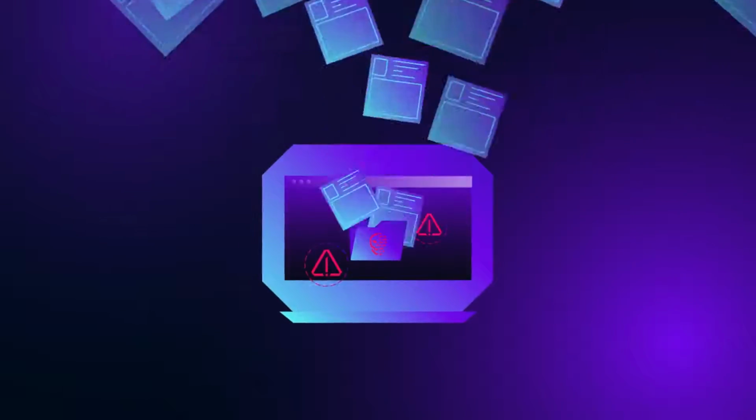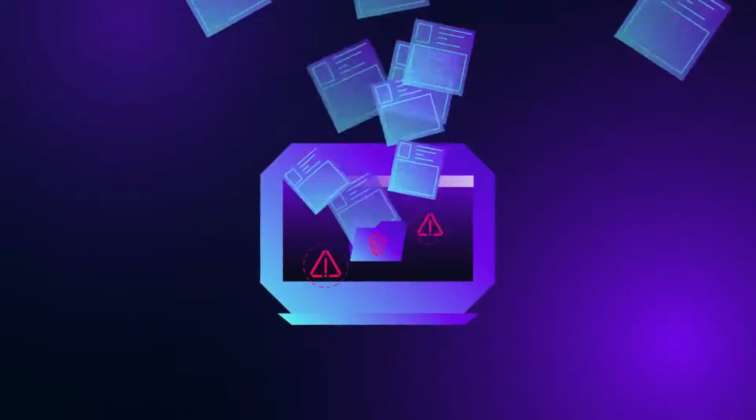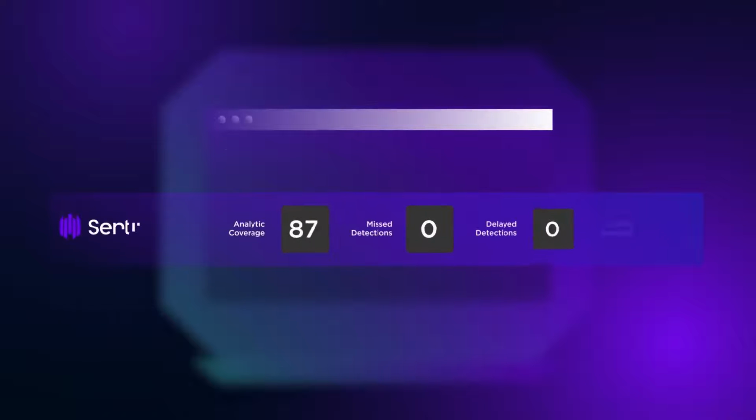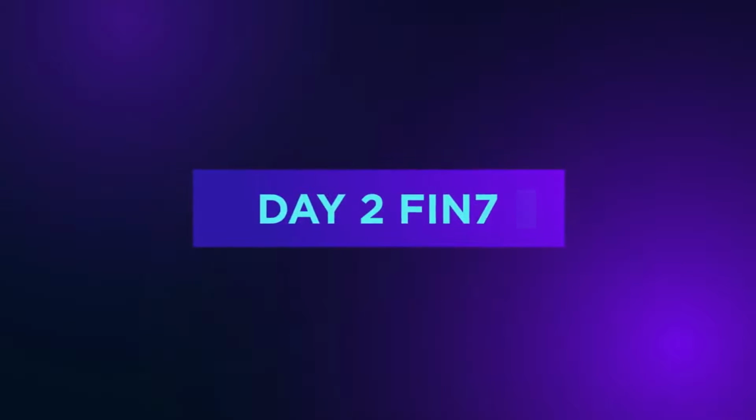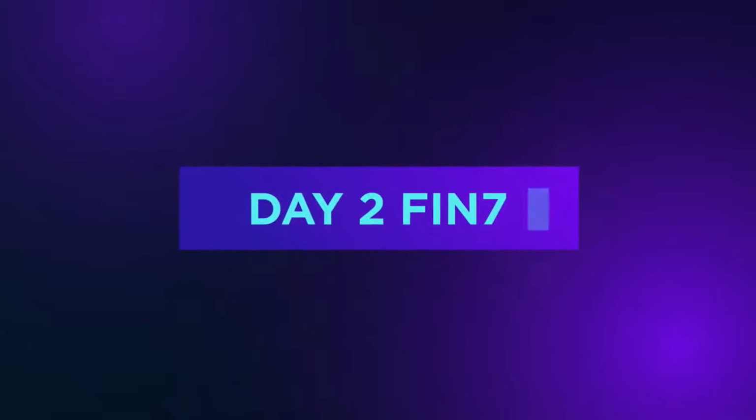Carbanak is now directly embedded into the CFO's laptop, and critical information is being stolen in real time. This completes attack evaluation day 1. SentinelOne maintained 100% detection visibility throughout all sub-steps. Now let's pivot to attack evaluation day 2 to demonstrate the FIN7 adversary group's attack methodology.